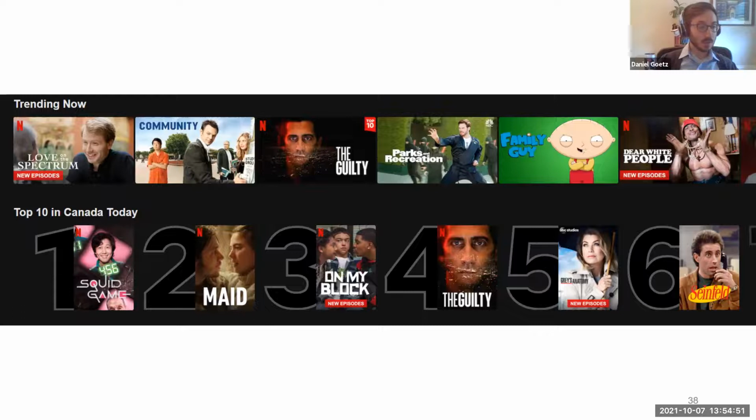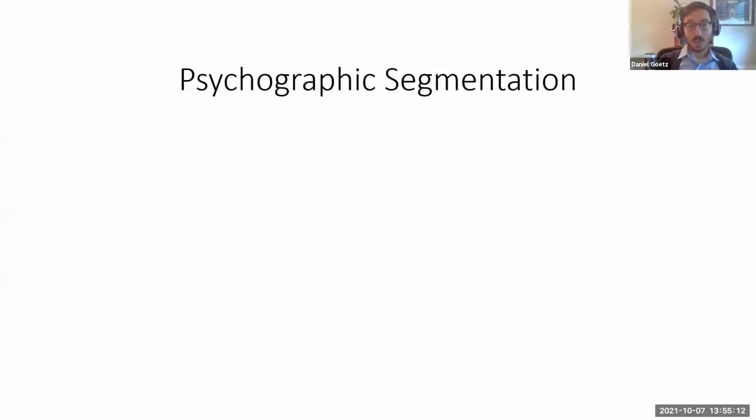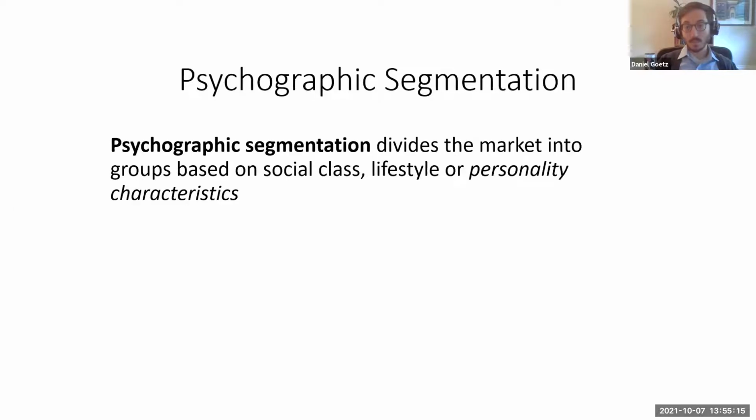Some people are going to like Seinfeld. Some people are going to like Squid Game. Is there some kind of demographic or behavioral thing going on there? No, not necessarily. Two people can basically look exactly the same demographically, but have very, very different tastes, right? This is an example of psychographic segmentation, where we divide the market into groups based on things like social class or your lifestyle choices or your personality characteristics. And one of the most important personality characteristics is personal taste, right?